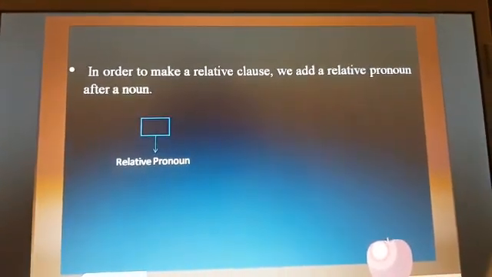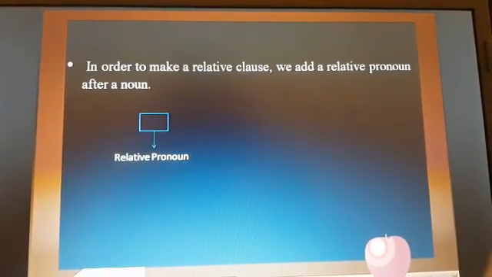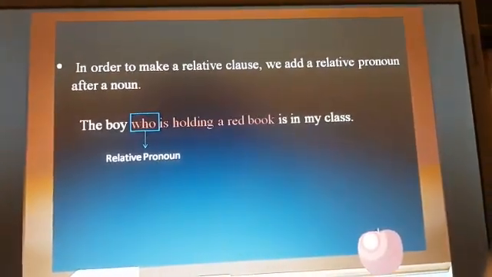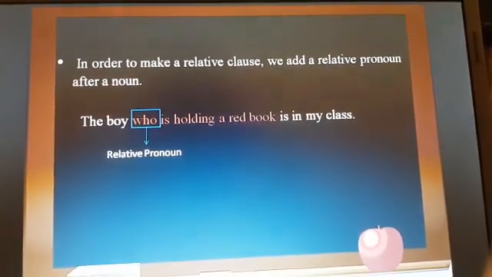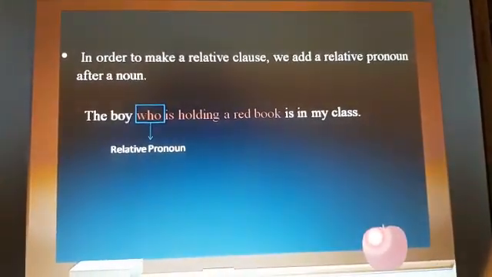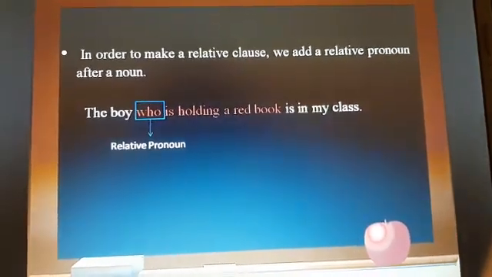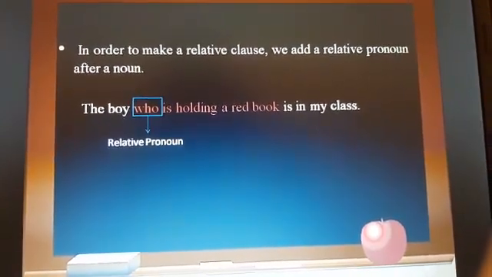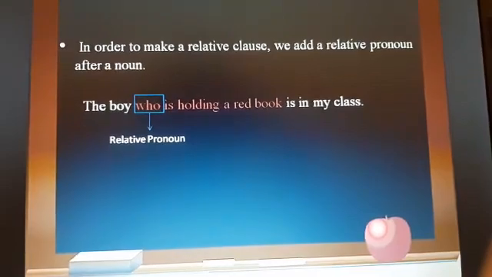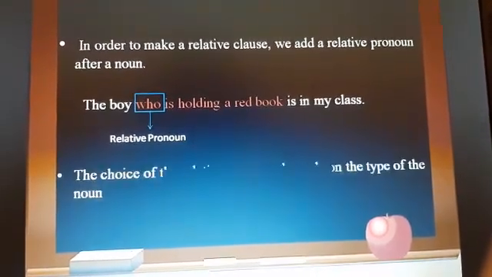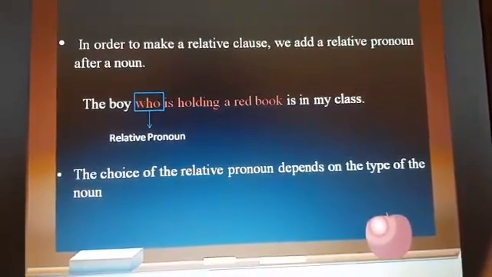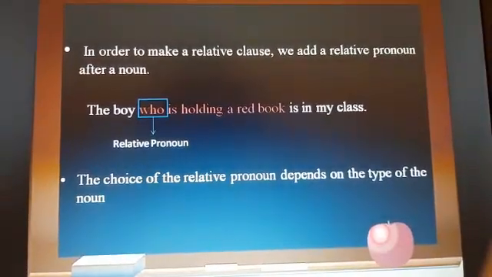In order to make a relative clause, we add a relative pronoun after a noun. So, the boy who is holding a red book is in my class. Who is holding a red book, we said, is the defining relative clause, whereas who is the relative pronoun which represents the boy, and it comes immediately after the noun. The choice of the relative pronoun depends on the type of the noun, whether the noun represents people, things, places.